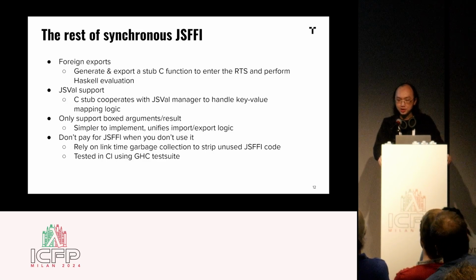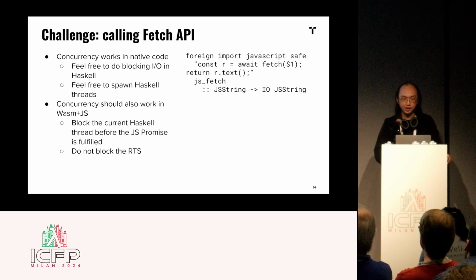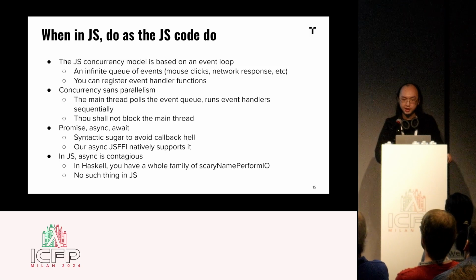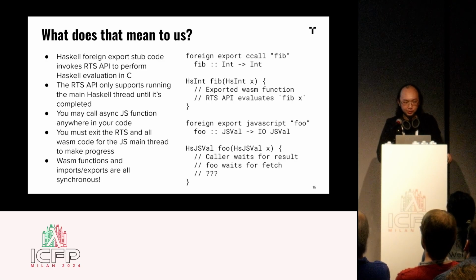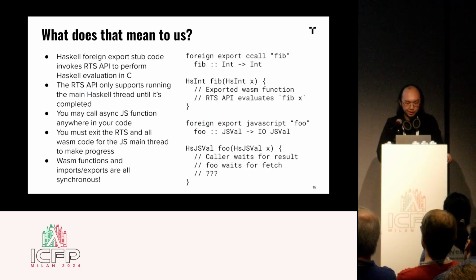And on top of this layer, we can implement something even more fancy, which is the asynchronous JavaScript FFI. So we want to call the fetch API in JavaScript, which is, of course, concurrent. And yeah, we don't have time to introduce the JavaScript concurrency model, so I'll just skip this slide altogether. So essentially, the challenges, yeah, let's see how to introduce this.